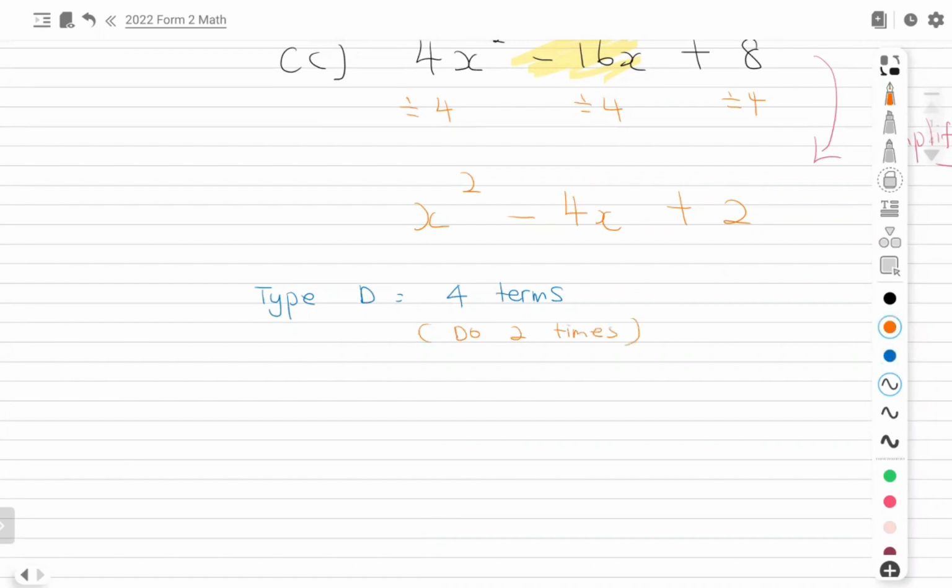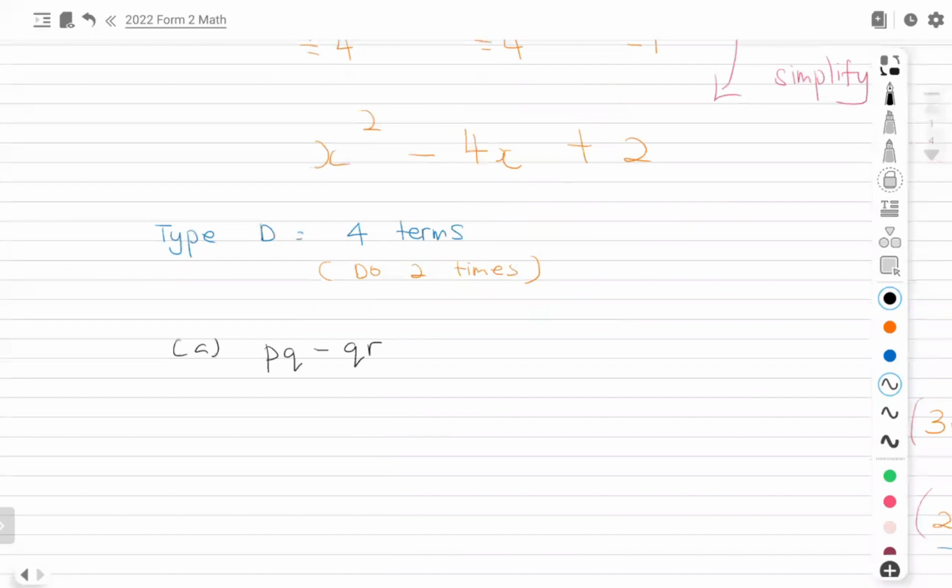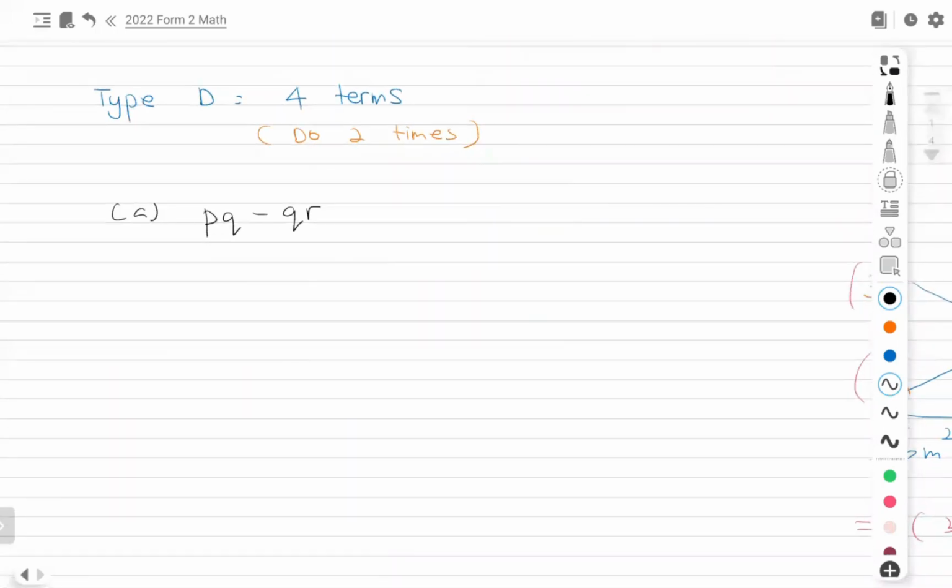Okay, 4 terms, then we have to do 2 times. Example. Okay, write down the questions first.